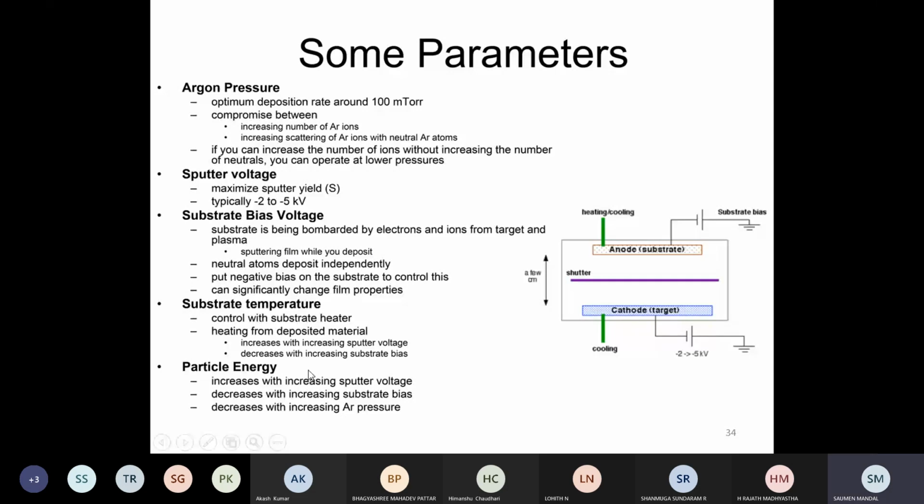Particle energy increases with increasing sputtering voltage, decreases with increasing substrate bias, and decreases with increasing argon pressure. Particle energy means the energy with which the argon plus ions are hitting the target. That is what we call particle energy.